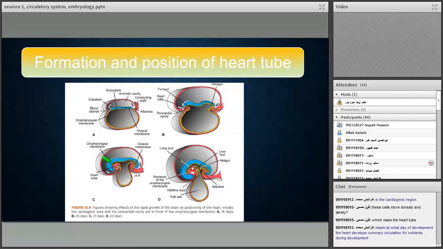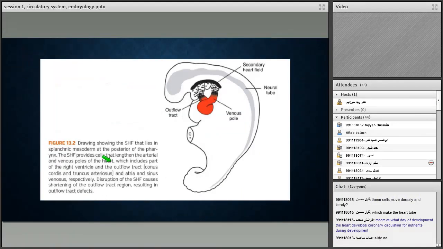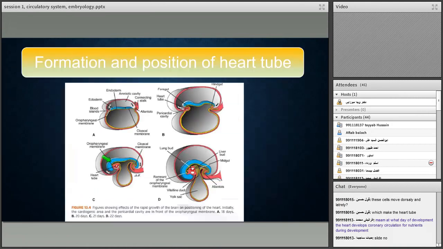By the formation of the brain vesicles, I think slide number 4. Slide number 4.